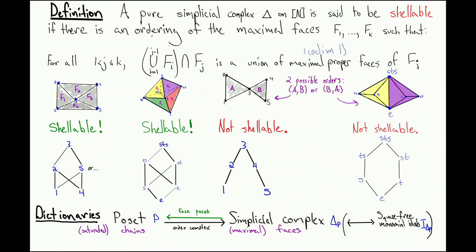And so what we're doing here, we take a poset P, and you look at all of its maximal saturated chains, and those just become simplices. So like 1, 2, 3 becomes this triangle 1, 2, 3 over here. 1, 5, 3 is this triangle down on the bottom, and so on.